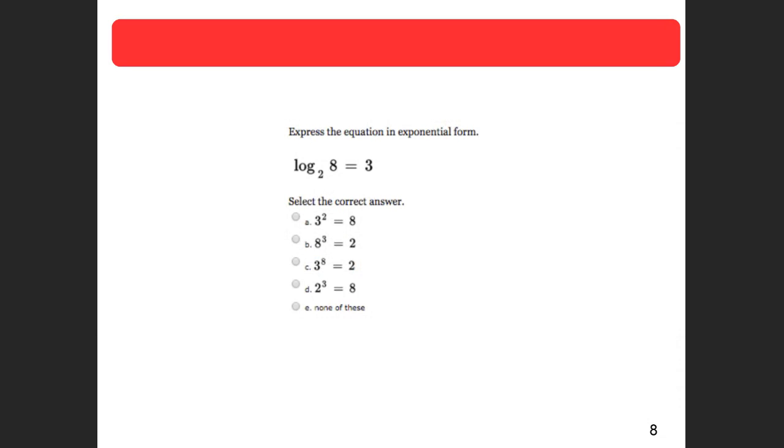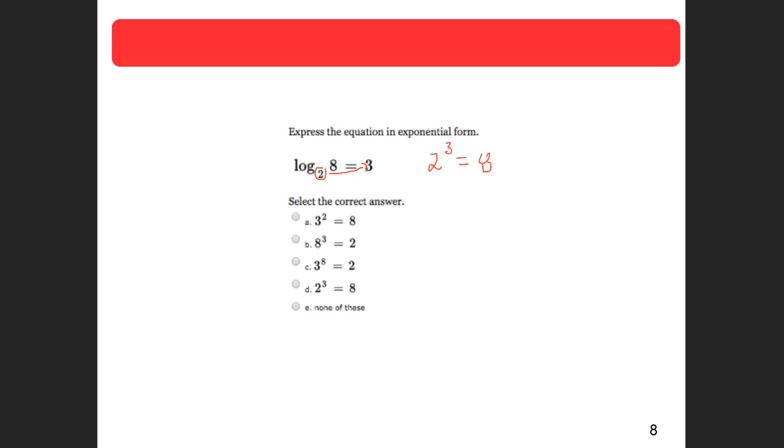Well, there's not a lot of work here. So what would my answer be for this problem? Rewrite the logarithmic equation as an exponent. Letter D, okay, because when I have a log, the base to this power, so this would be 2, the third power is equal to 8. So that is absolutely correct.